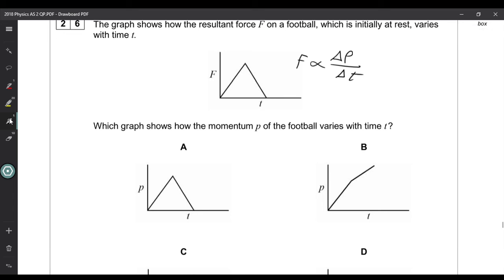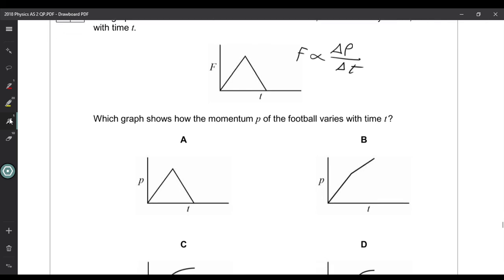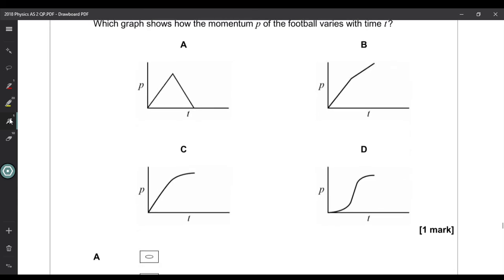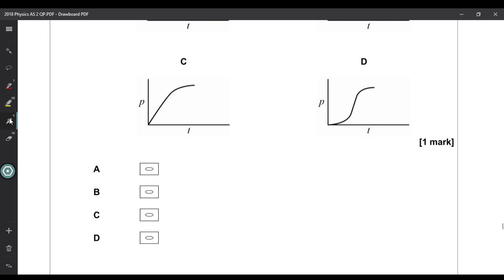So the force starts at a low value, goes to a high value, and then decreases to a low value again. So what we're looking for is a graph of momentum against time that starts with a low gradient, goes to a high gradient, and then back to a low gradient. If we look at which of these graphs fits the bill, it's only D that starts with a low gradient, goes higher, and then low again. So the answer to this one is going to be D.